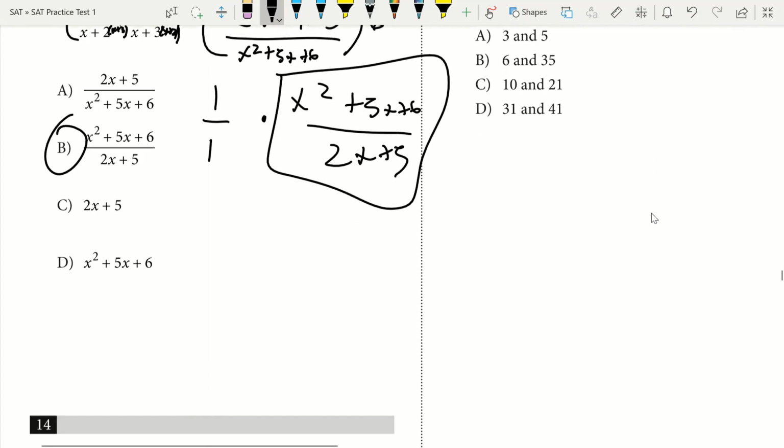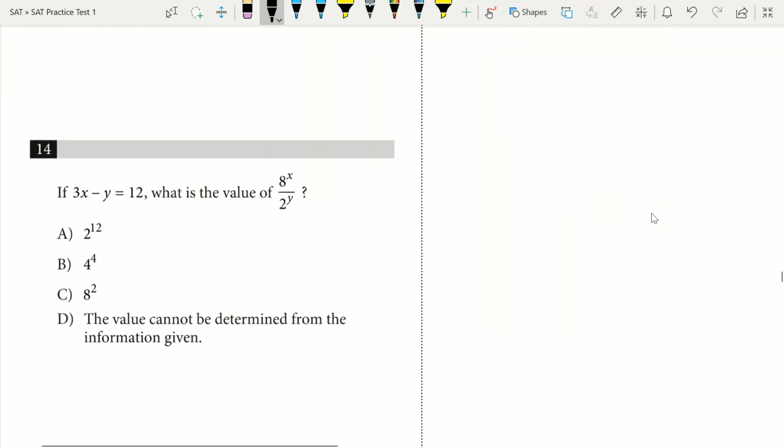All right, question 14. If 3x minus y equals 12, what's the value of 8x divided by 2y? Well, 8x is equivalent to 2 to the power of 3x, because 8 equals 2 to the power of 3. That's going to be over 2y. We know that since we have the same base, 2 to the power of 3x minus y is equivalent to that, right, this equation here.